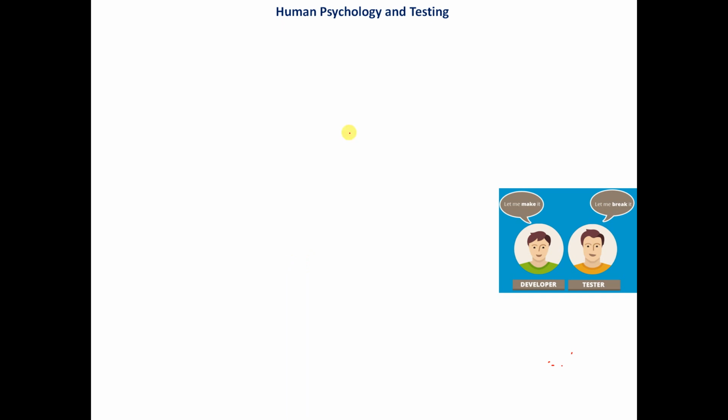Let's see human psychology and testing. See, this is a developer. The developer's intention is to make it, but the tester's intention is to break it. So does that mean testers and developers are always enemies, or does he have some issues from his previous lives or something like that? Nothing. The developer has to build a product given by the customer's requirements, and say, for example, he'll write some 100 lines of code. That's his intention, to make it.